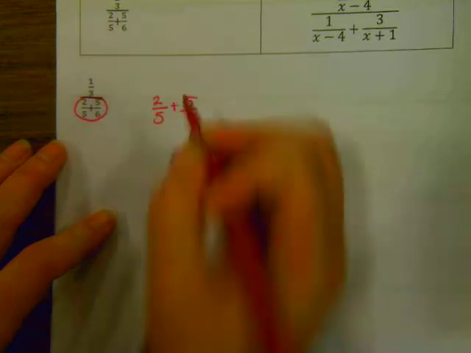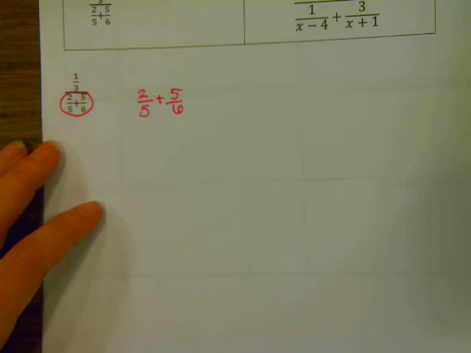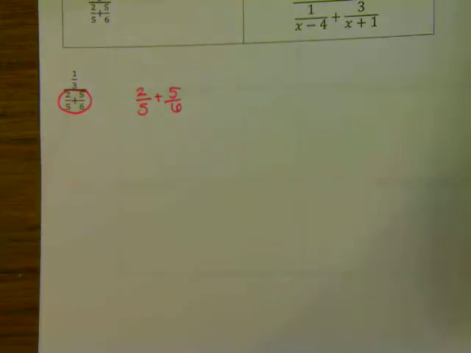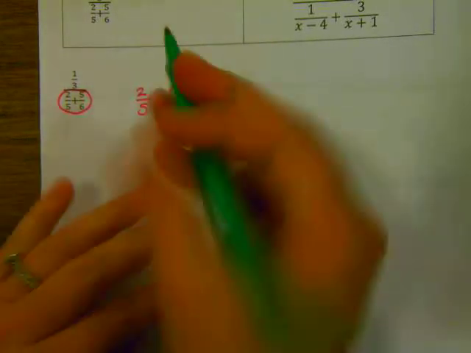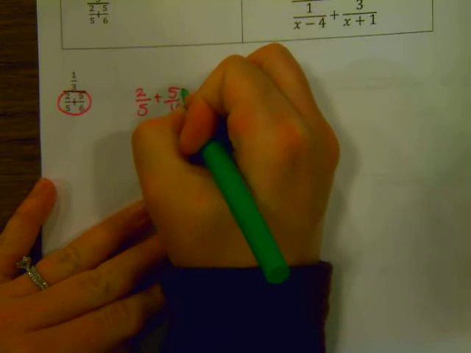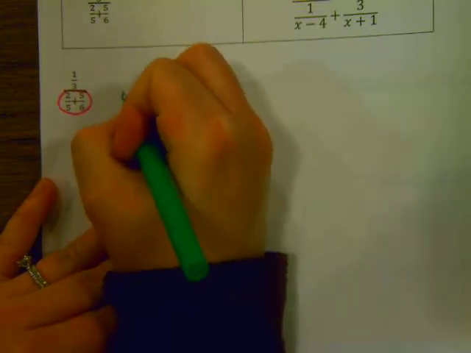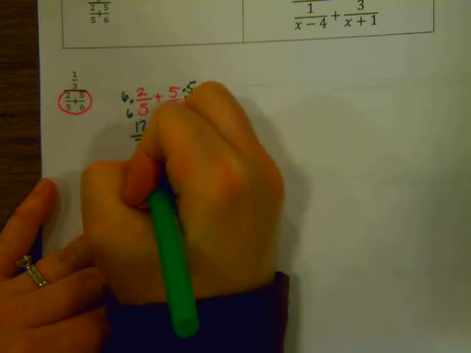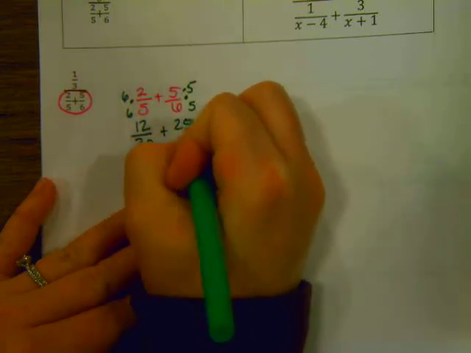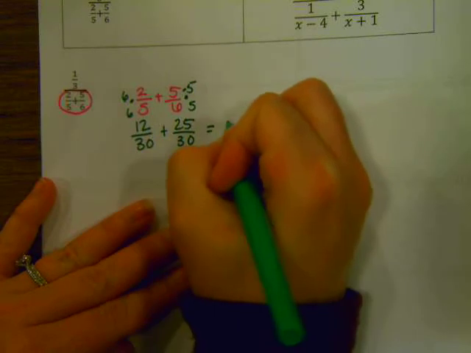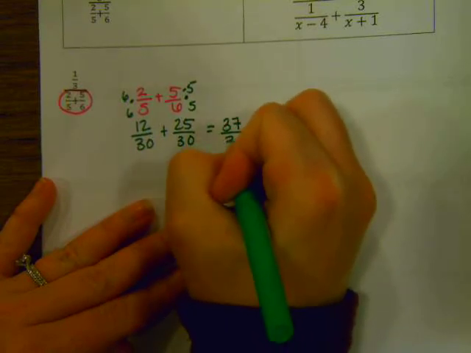And remember, you need a common denominator. So the common denominator there would be 30. So I'm going to multiply this by 5, multiply this by 5, multiply this by 6, multiply this by 6. So I have 12 over 30 plus 25 over 30, which would make 37 over 30.